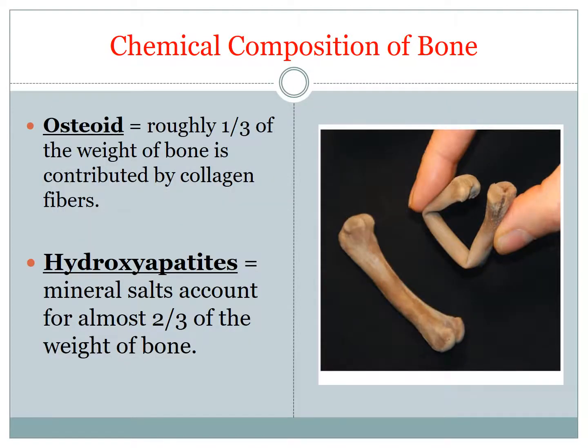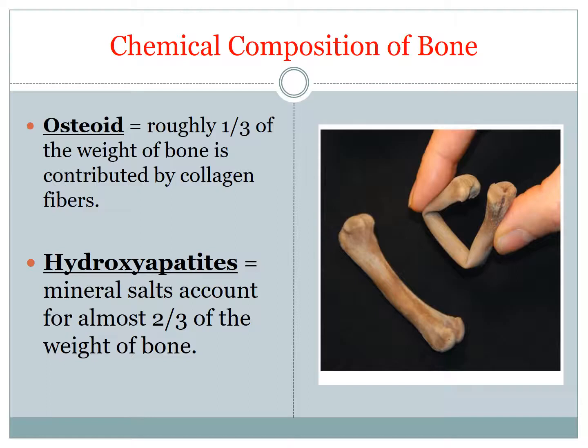The chemical composition of bone consists of an organic osteoid and an inorganic hydroxyapatite. The osteoid is roughly 1/3 of the weight of bone and is contributed by collagen fibers. Collagen fibers are strong and flexible, but if they are compressed, they bend. The inorganic component of bone consists of mineral salts, which account for almost 2/3 of the weight of bone.